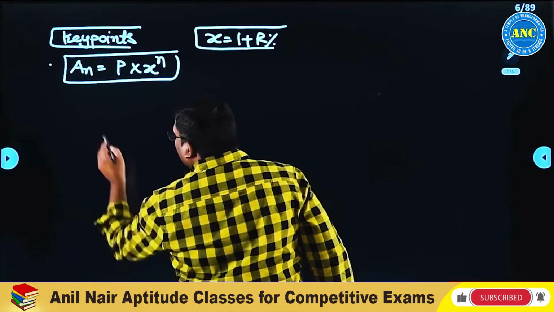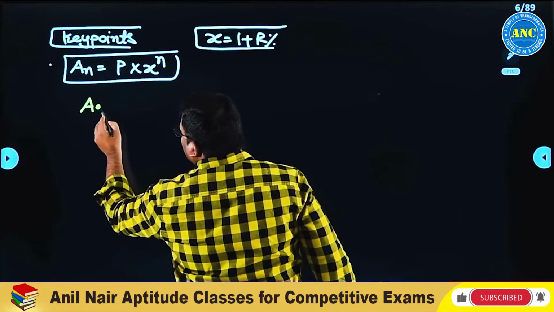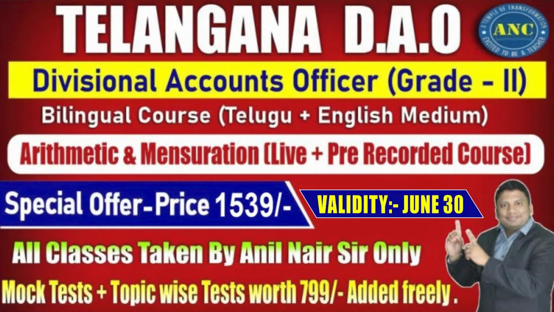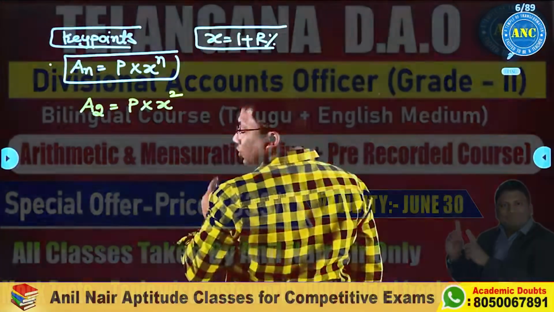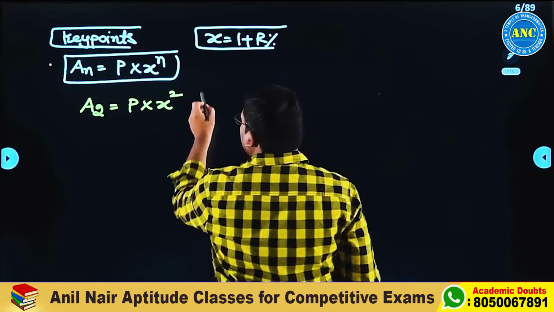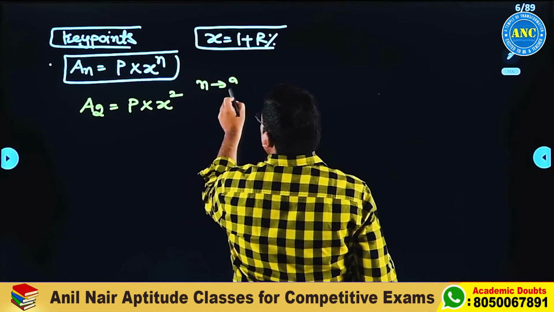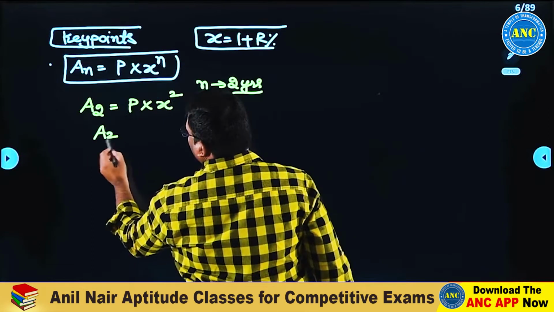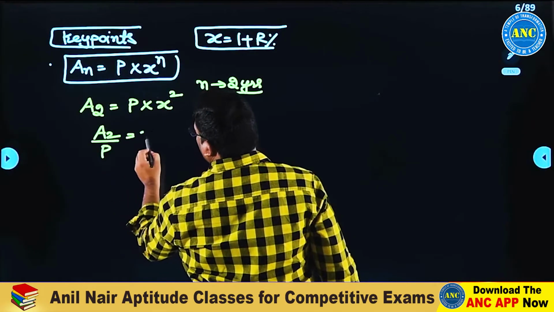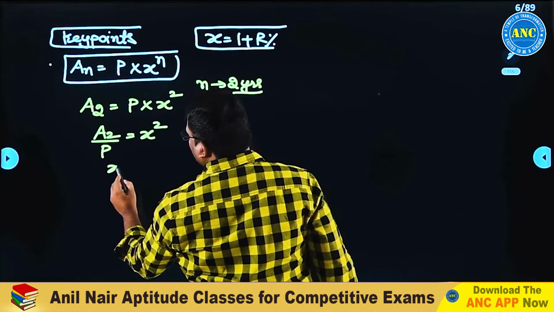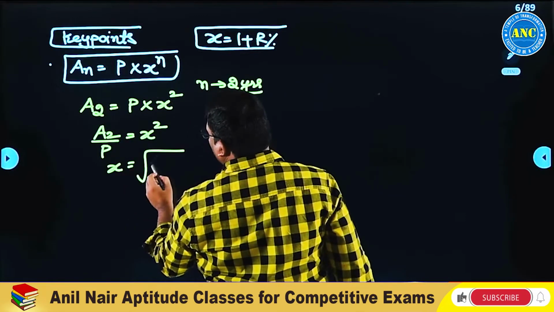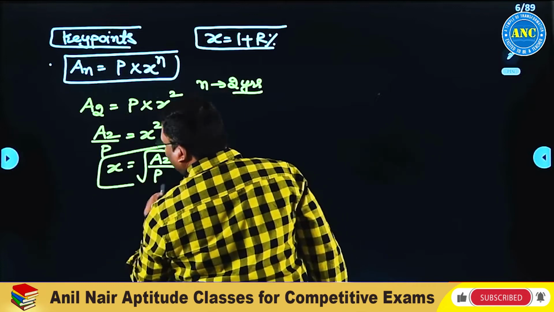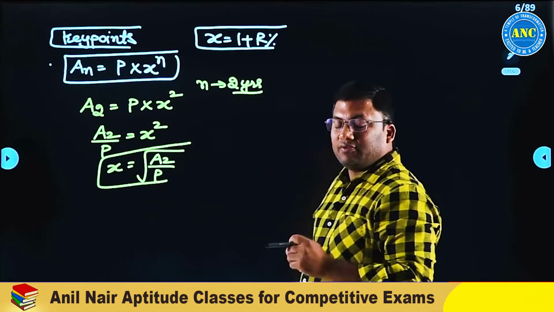Simple example. Amount after 2 years is given. Principal is given. It is x square, as n is 2 years. So A2 by P is equivalent to x square. So x will become under root of A2 by P. That means, 1 minute sir.